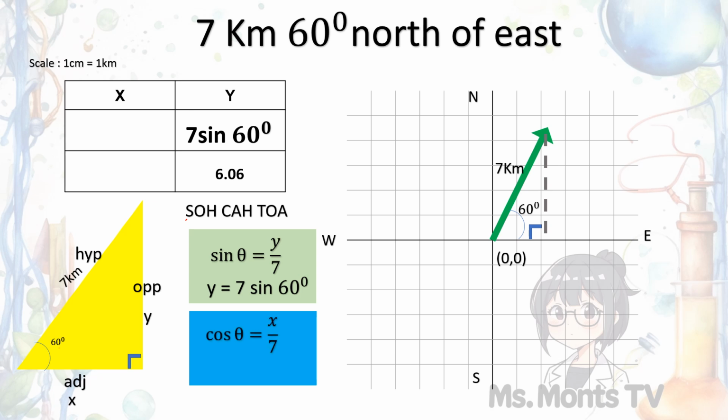Then cosine x over 7. That is cosine, adjacent over hypotenuse. So x equals 7 cosine 60. And that is positive because it is going to the east.